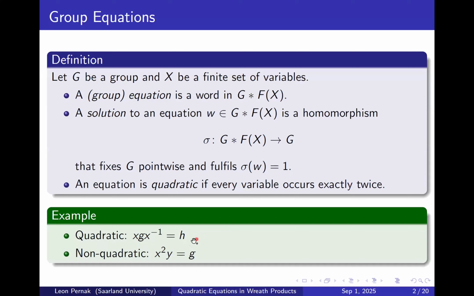I realize now here in this setting I wrote h on the other side, but of course, due to group laws, you can always write an equation in the form that the right side equals the trivial element. And here I've got a non-example of a quadratic equation. Here y appears only once, so I don't call this a quadratic equation.